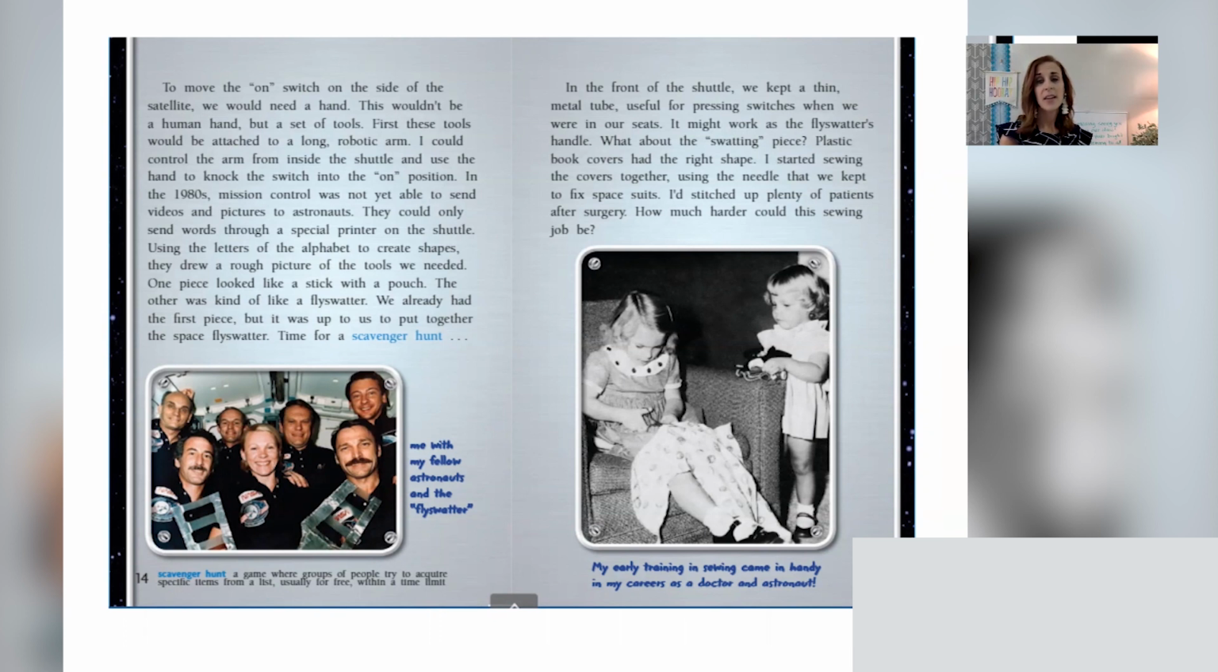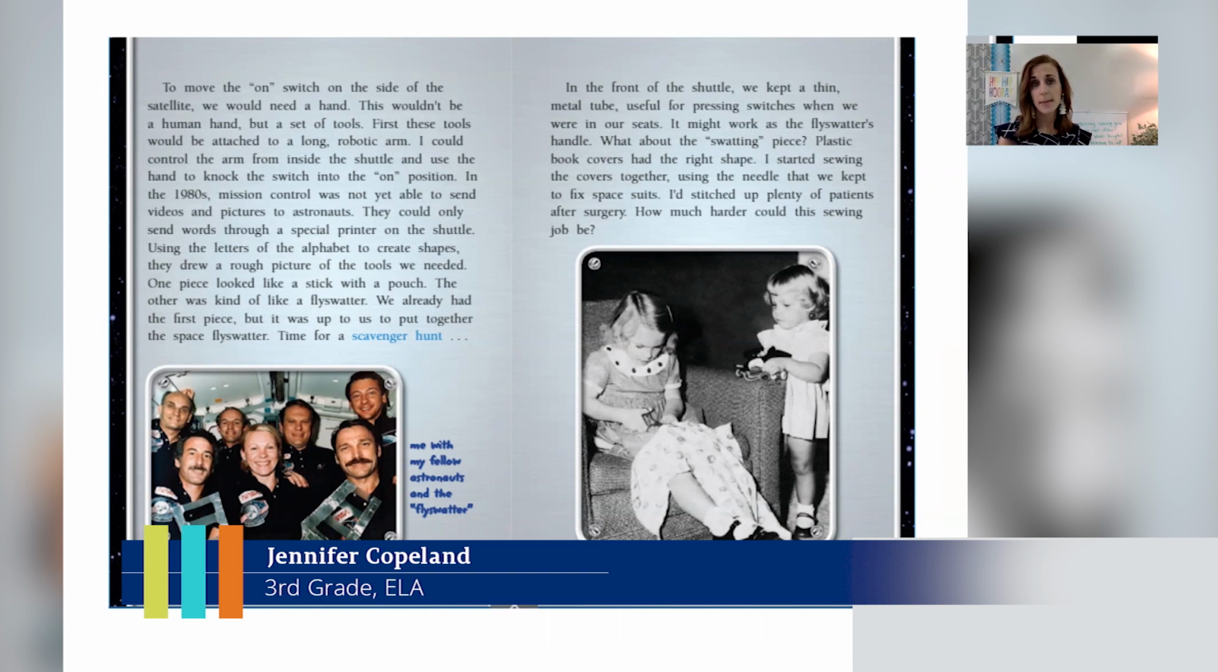I started sewing the covers together using the needle that we kept to fix spacesuits. I'd stitched up plenty of patients after surgery. How much harder could this sewing job be?